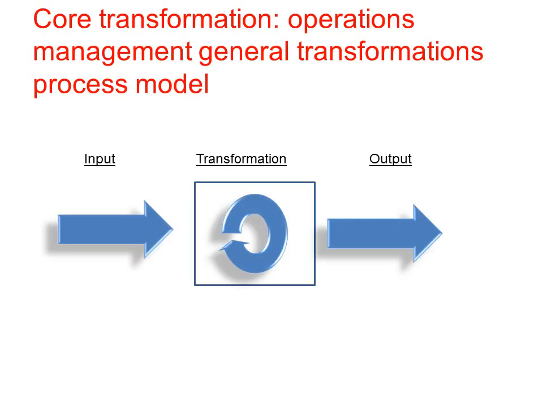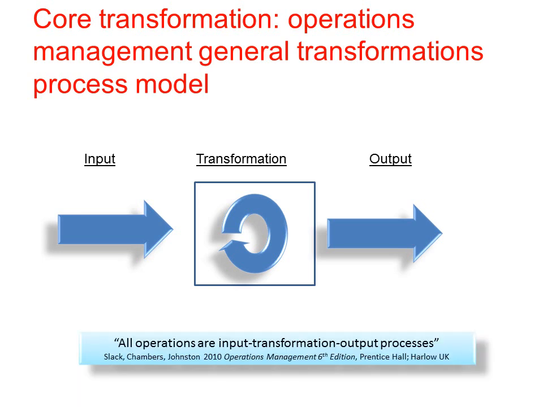This is our basic model for operations management. We have an input, a transformation, and an output. It's an input-output model. Whatever we do, whatever we think about, we say there are inputs, there's some form of process undertaken, a transformation, and then the process leads to an output. All operations are input, transformation, output processes. This is our simple system.